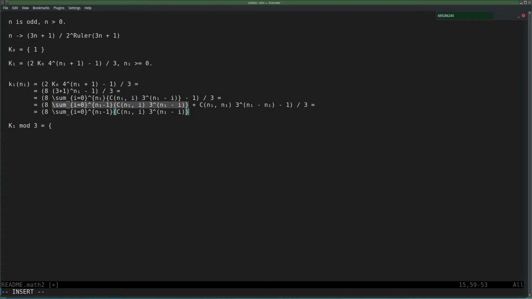But then we divide by 3. So instead of dividing by 3, we might as well divide everything inside the sum by 3, simply by subtracting 1 here from the exponent, which is possible because i only runs still to n minus 1. So we have n minus 1 minus i here, which is always positive.